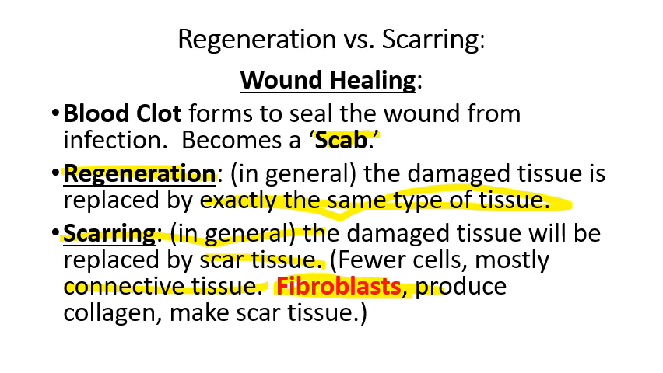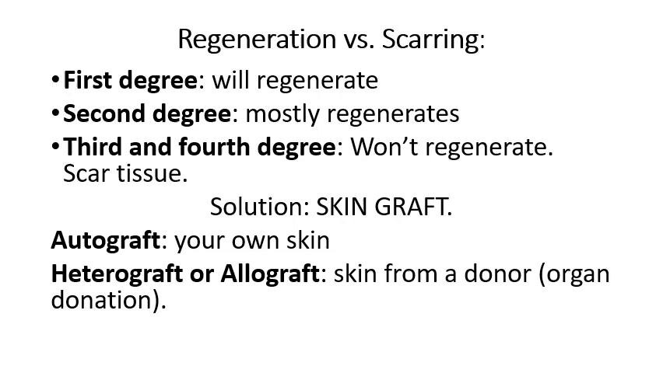So remember, I may ask you this on a test. A fibroblast is a cell that makes connective tissue. It produces a protein called collagen and another protein called elastin. And some of these scar tissues are 90% scar tissue and 10% cells, 10% fibroblasts. All right, so first-degree burns will regenerate. Second-degree will mostly. Third and fourth degrees won't regenerate, and you'll have extensive scarring.